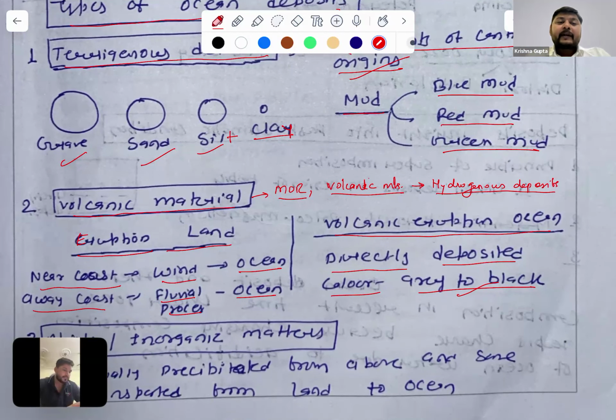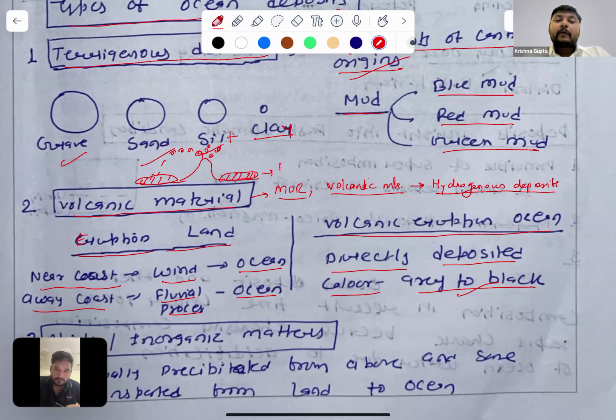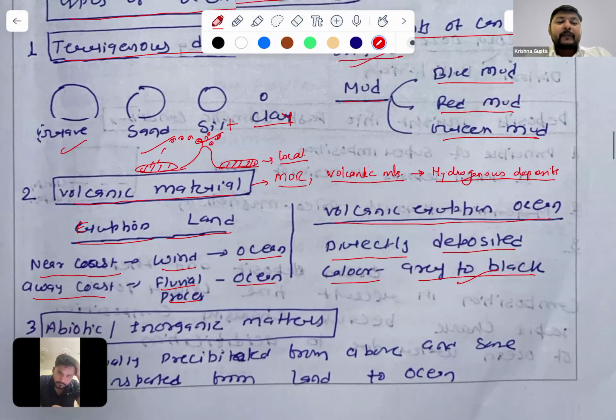And here you can also add that there is a volcanic eruption taking place inside the ocean. And here we will see that the deposits are taking place in the regions which are near the volcanoes. Okay, so these are the heterogeneous deposits and they are very local in nature. Where the volcanoes are present, there we have the presence of this volcanic material.